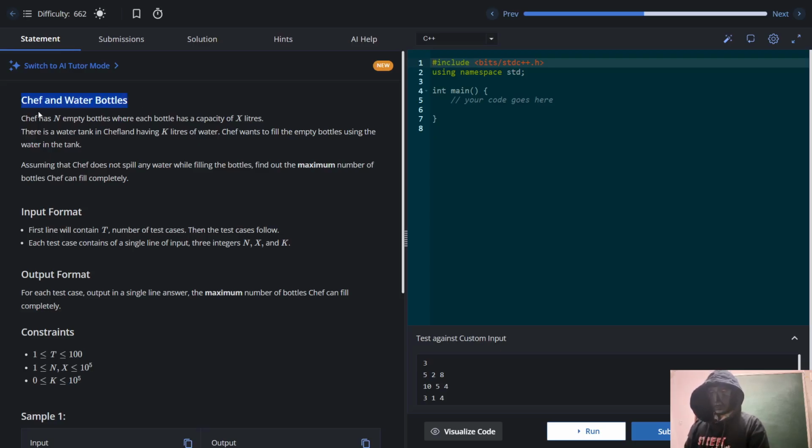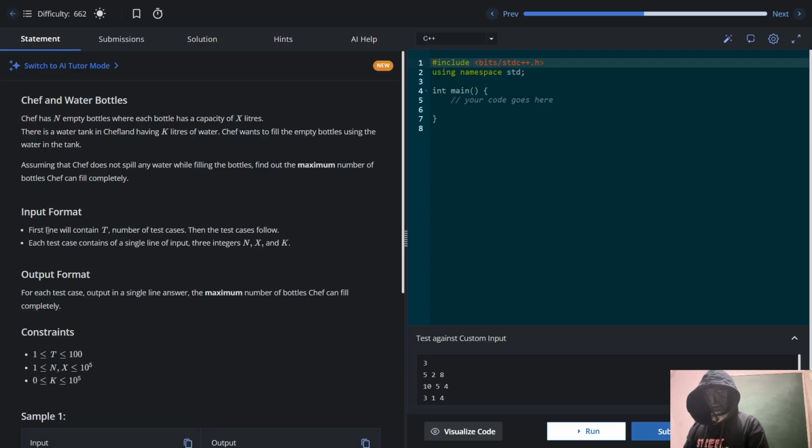So chef has n empty water bottles, where each bottle has a capacity of x liters. There is a water tank in Chef land having k liters of water. Chef wants to fill the water bottles using the water in the tank. Assuming that chef does not spill any water while filling the bottles, find out the maximum number of bottles chef can fill completely. It's an easy one only. Don't worry, I'll tell you on the board.